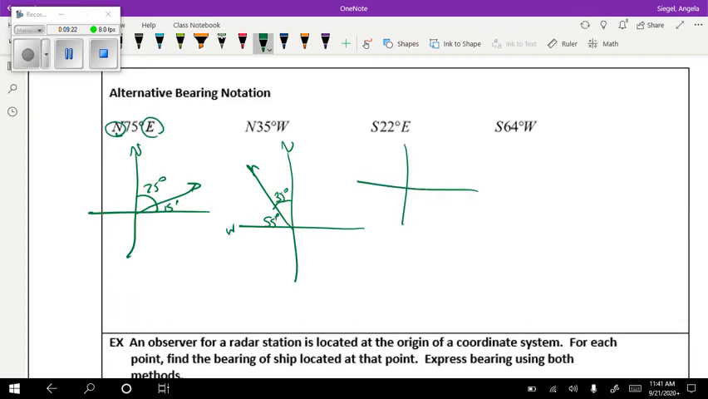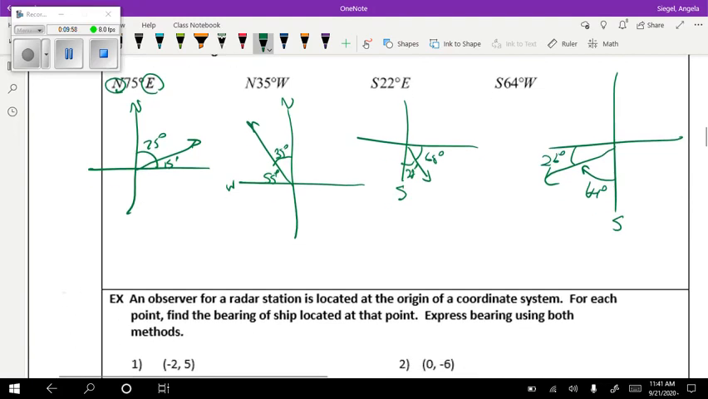South, 22 degrees east. So we're going to start down here and go 22 degrees that way. So 90 minus 22 is 68, and so this angle would be 68 degrees. I'm going through these. You don't necessarily need to know those other angles, but it's nice because you probably need them to figure out the angle. So south, 64 degrees west. 90 minus 64 is 26, so this is 26 degrees. You'll also see things like that.